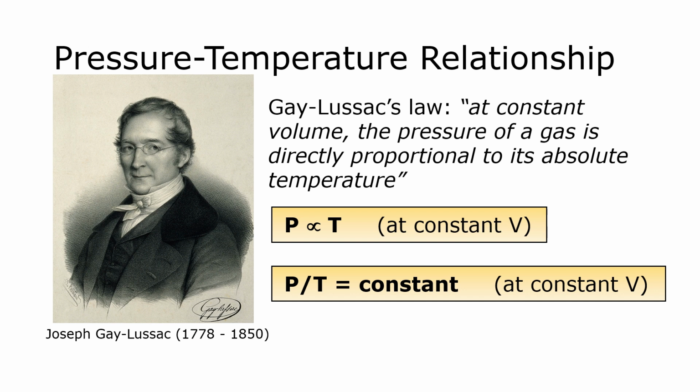So now let's look at the pressure-temperature relationship. This is Joseph Gay-Lussac, and his law says at constant volume, the pressure of a gas is directly proportional to its absolute temperature. So again, direct proportionality means both increase. So at constant volume, an increase in temperature will cause an increase in the pressure.